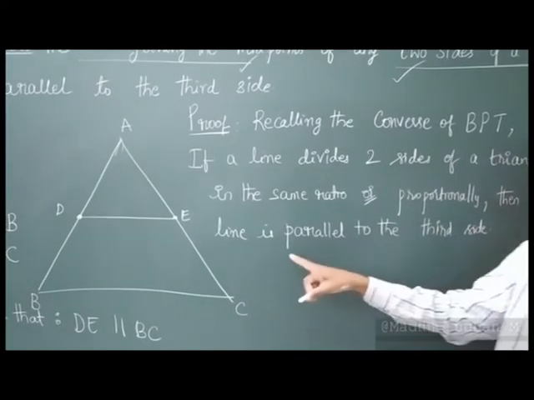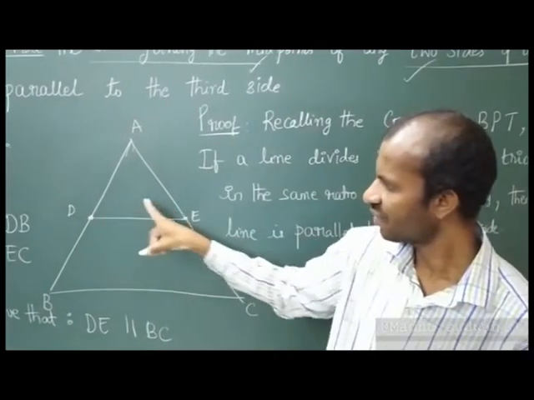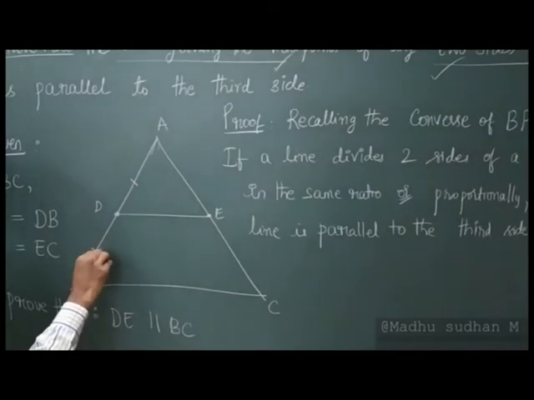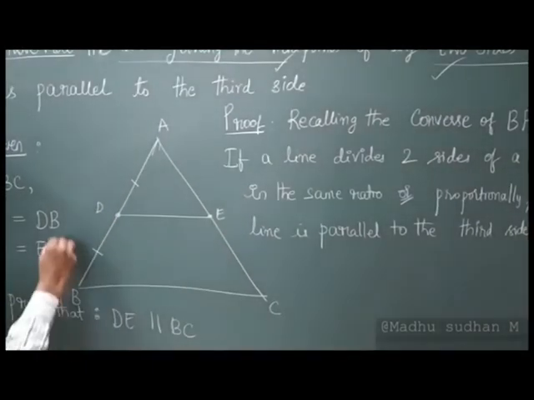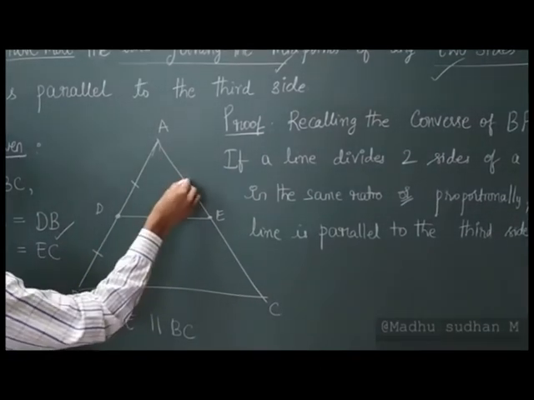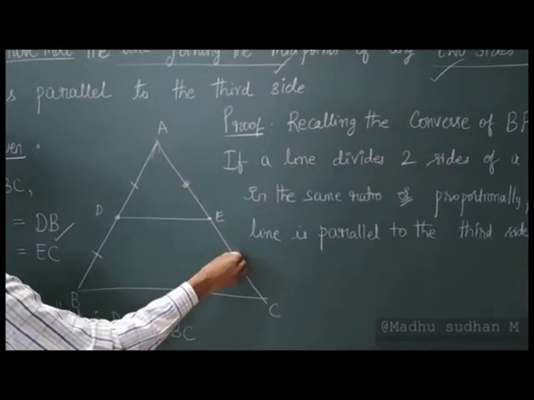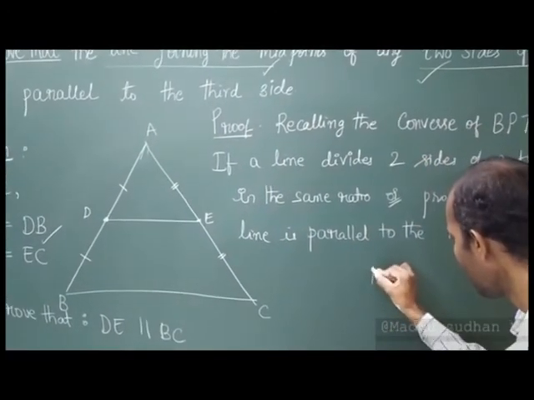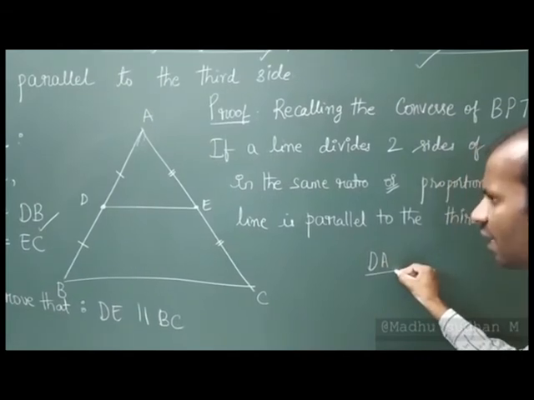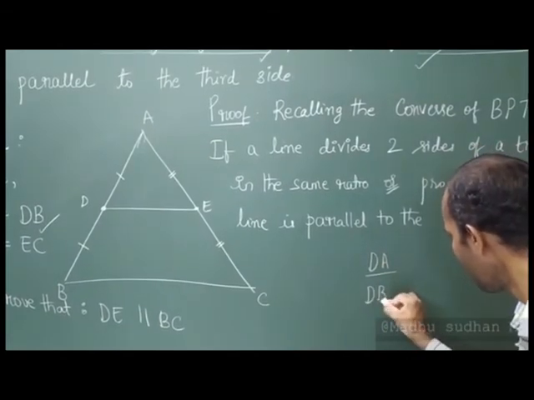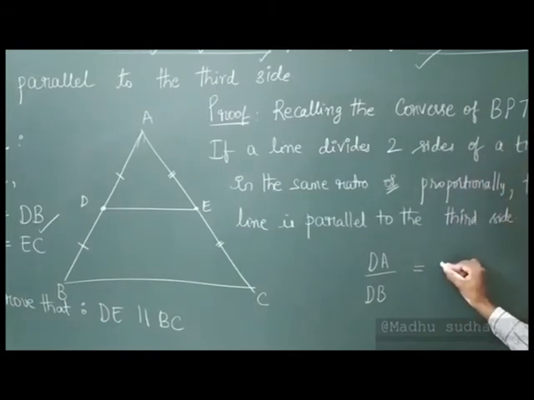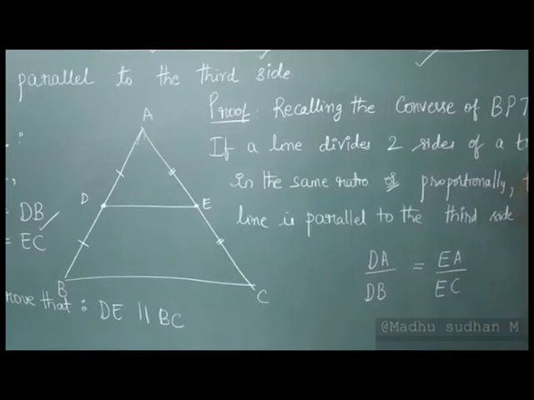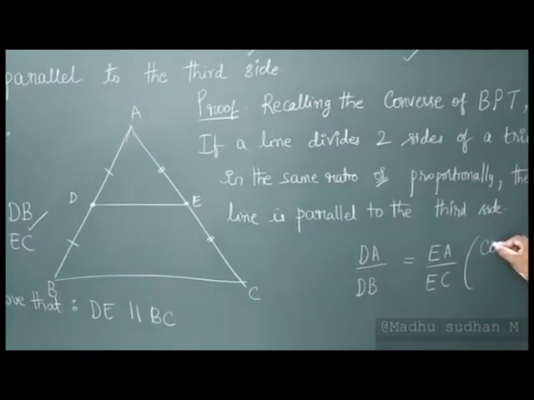See, if we can observe, D and E are the midpoints, right? So I can write this is equal to this here. DA is equal to DB, we have mentioned that. And EA is equal to this part. Followed it? So now I can write DA by DB, which is equal to what? EA by EC. So here I can write corresponding sides are proportional.